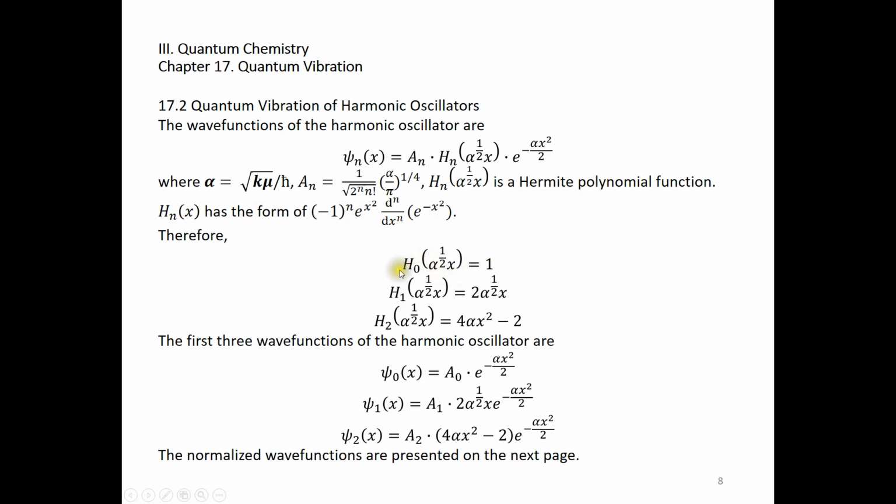And then if we have a Hermite function of not just x, but the square root of alpha times x, well, H sub 0 is 1, H sub 1 is now 2 times the square root of alpha times x. H sub 2 is now 4 alpha x squared minus 2. The first three wave functions of the harmonic oscillators are thus here, here, and here. They are just a normalization factor multiplied by the Hermite polynomial functions multiplied by this same Gaussian function.